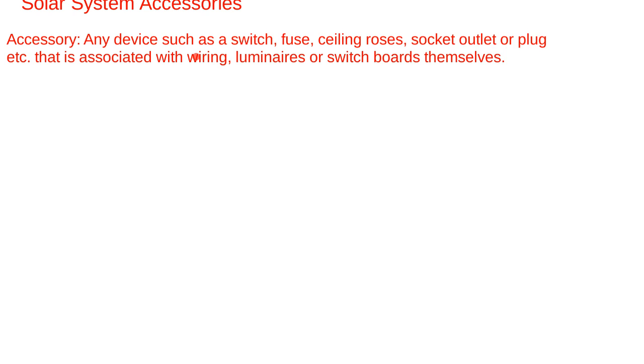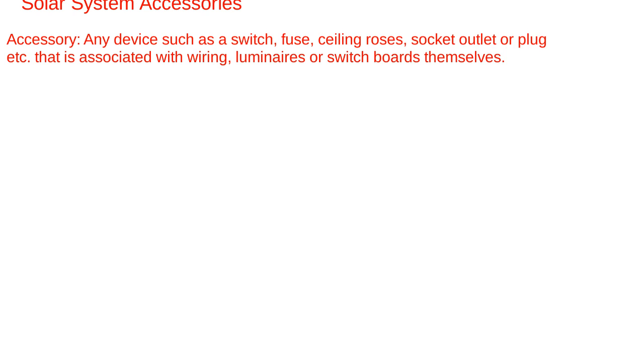That is the first definition. The solar system accessory. For those who are taking notes, it is on the whiteboard. So it's a device such as a switch, fuse, ceiling rose, or socket outlet, or a plug. There are a number. So they are saying these are devices that are associated with the wiring, the luminaires, or switchboard themselves.